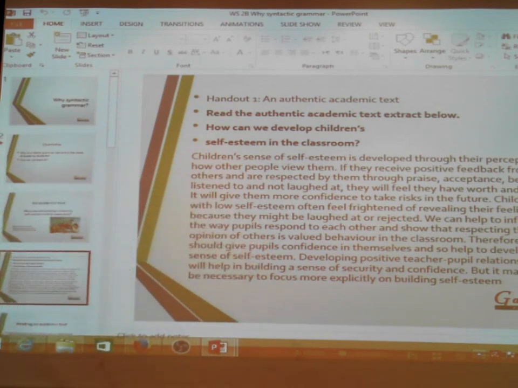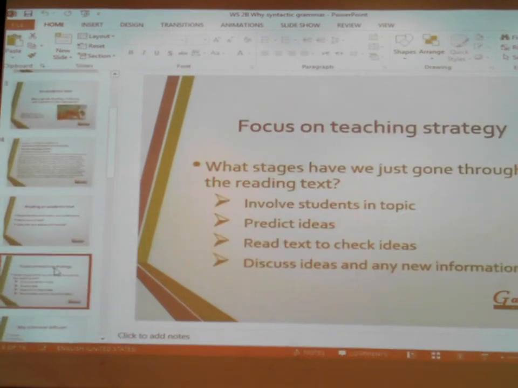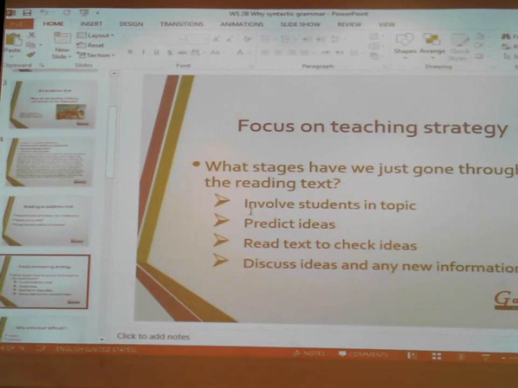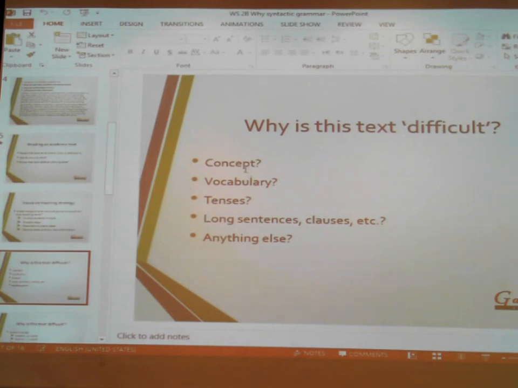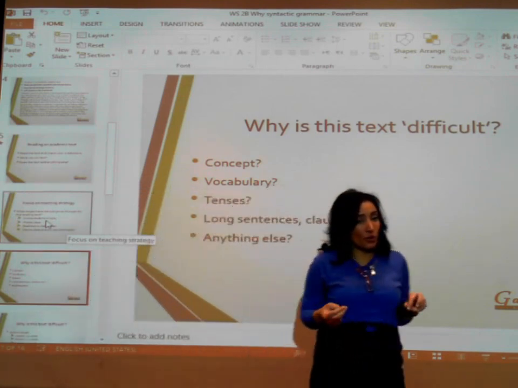طب بصوا, that's the actual. You've pinpointed some of the difficulties involved, which is the fact that it's a difficult concept, it's the vocabulary, the tenses, the long sentences and clauses, and of course the gerund and so on. So that's exactly what makes the text difficult, right? But do you think the students will be interested to go through or to read such a passage or a text or not?